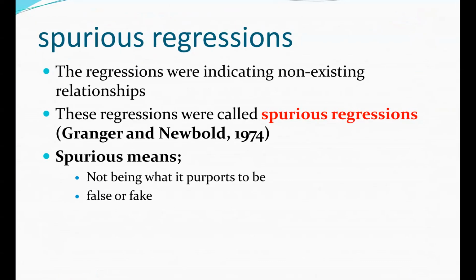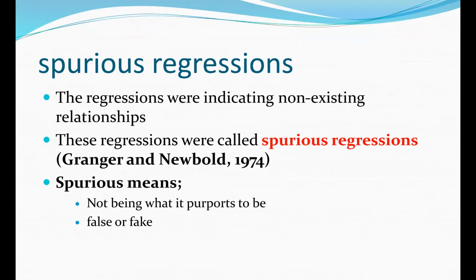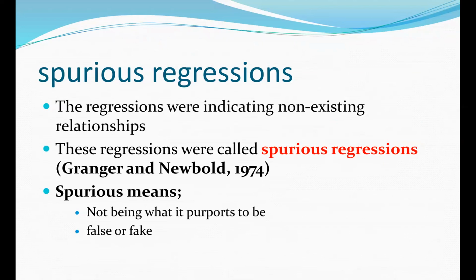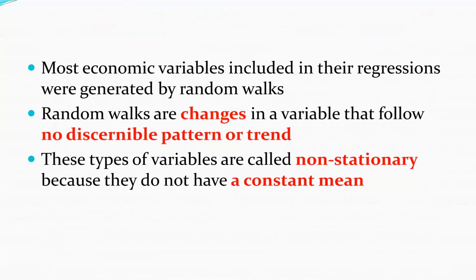Spurious regression. The regressions were indicating non-existing relationships. These regressions were called spurious regressions. You can consult Granger and Newbold of 1974. They really amplify the point on spurious regression. Spurious means not being what it purports to be, or false or fake, right? So we have false regression, because most economic variables included in the regressions were generated by random walks.